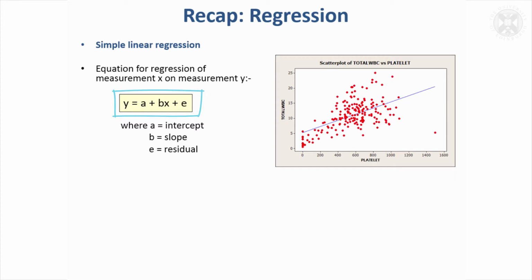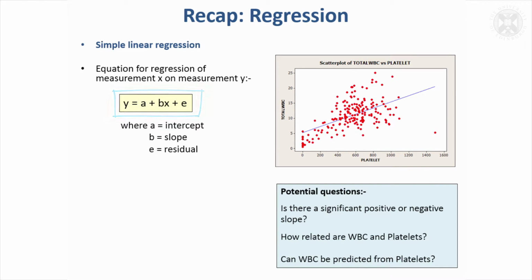So that regression model can serve several purposes. It can tell us, is there a significant positive or negative relationship between two measurements, two continuous measurements? The B, the slope value, gives us a feel for how related the measurements are. And sometimes it's useful to be able to predict one thing from another, and the regression gives us the scope to do that. We can predict white blood cell count here from values of the platelets.